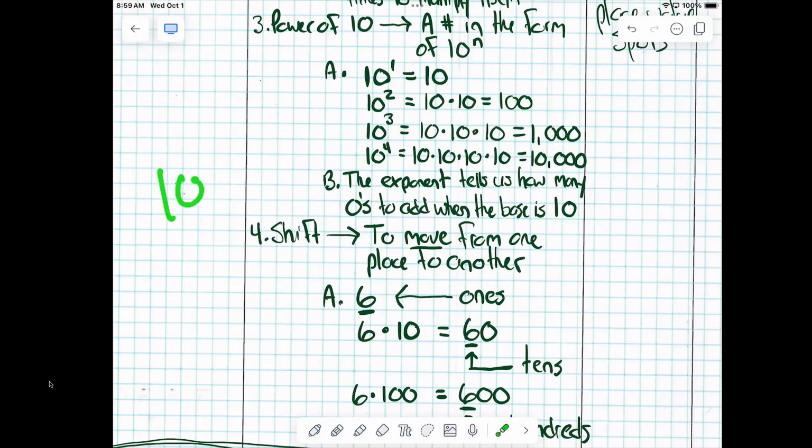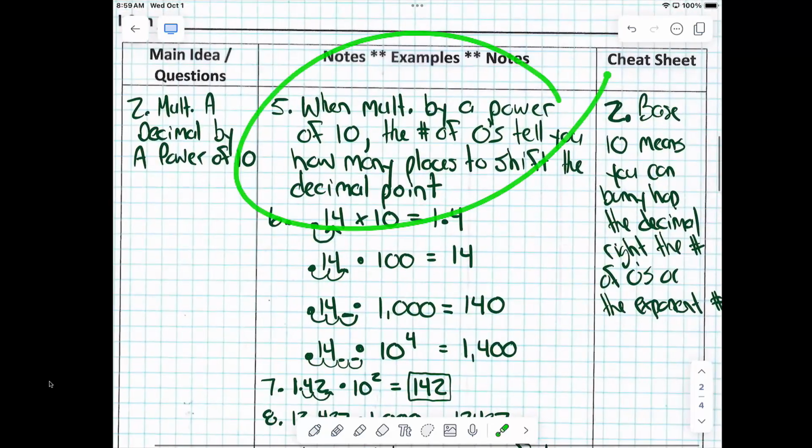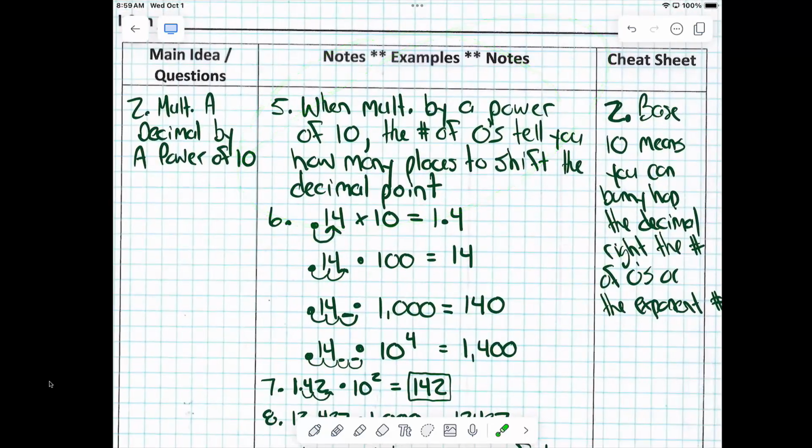So if I have base 10 with a power of 2, how many zeros do I add? 2. If I have 10 to the power of 11, how many zeros do I add? 11. You get the idea, right? All right, when multiplying by a power of 10, the number of zeros tell me how many places to do what? What's this word right here? Shift the decimal point.